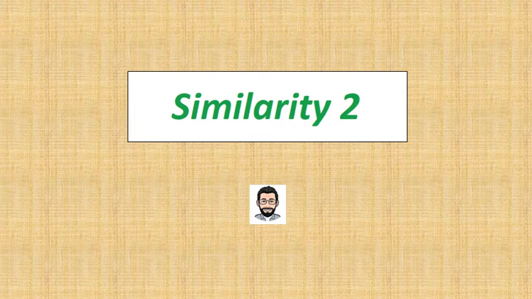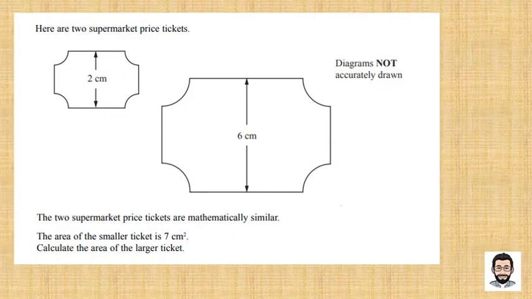We're going to talk today about similarity 2. The difference between this one and the previous part is that we didn't have volumes, capacities, or even areas in the previous part. But here we have a lot of ideas like that. Okay, let's get started. Here are two supermarket price tickets.